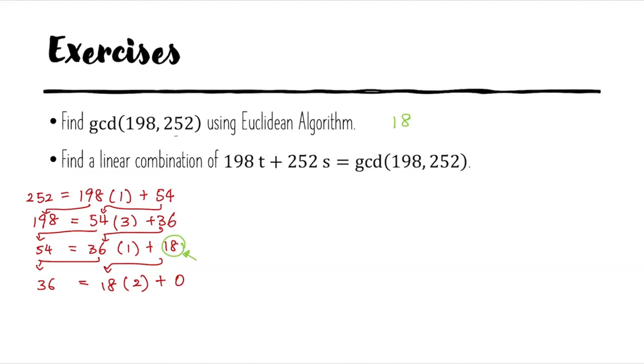Now to find the linear combination, we will do this process backward. Start from the line where we found the GCD, since we want to write the linear combination in terms of the GCD, which equals 18. So we start from 18 and write it as a linear combination with the other integers. For 18, we have 54, and then minus 36 times 1. Since we want to put it into linear combination form, we have 54 times 1, and then instead of subtracting 36 times 1, we add 36 times negative 1, by putting the negative in the parentheses. Now we have a linear combination of 54 and 36. But we want a linear combination of 198 and 252.